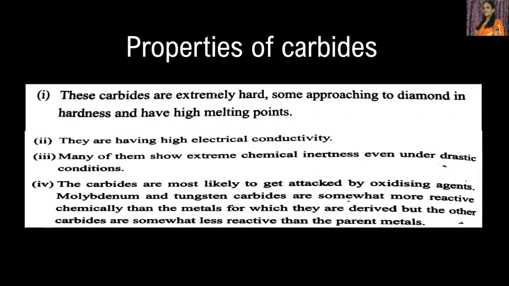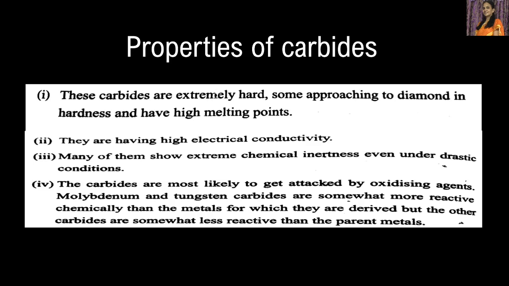Now let's see the properties of carbides. These carbides are extremely hard, some approaching diamond in hardness. Diamond is the hardest substance we know, and these carbides have characteristics like it. They have high melting points and high electrical conductivity, and many of them show chemical inertness even under drastic conditions, as they have very stable and strong bonds. Carbides are mostly attacked only by oxidizing agents.